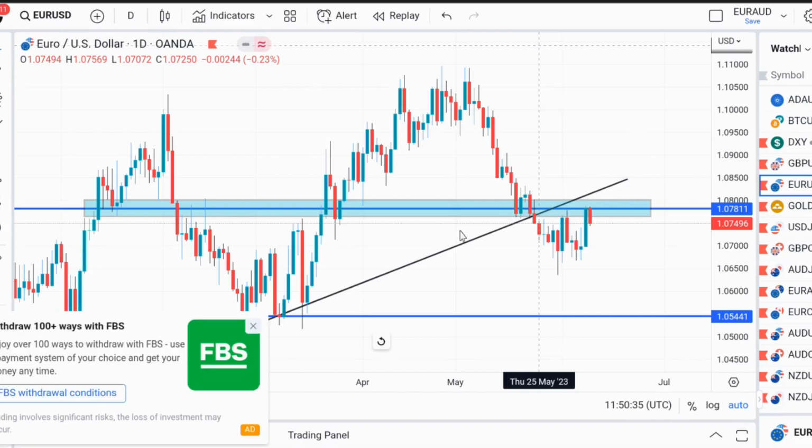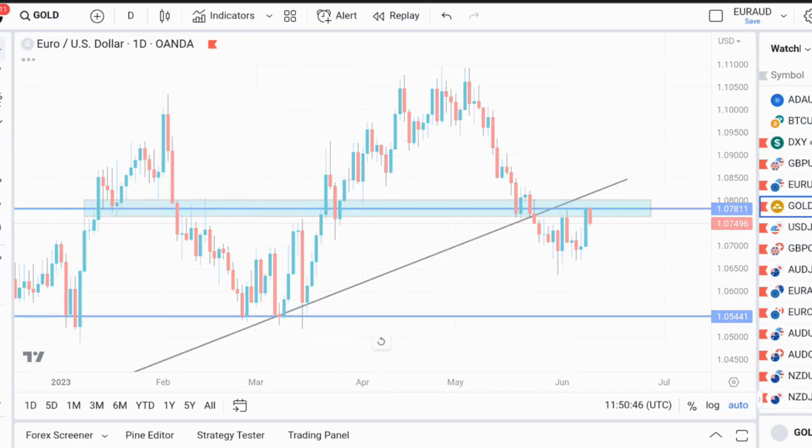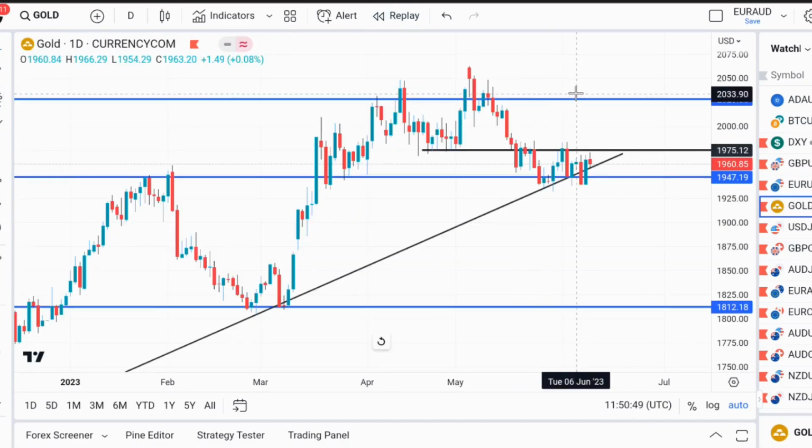So I think Monday candle close will determine if we have a break of that particular level or continuation to the upside. So you have to wait for the Monday candle close to determine the direction. So the next pair we want to check is the gold.